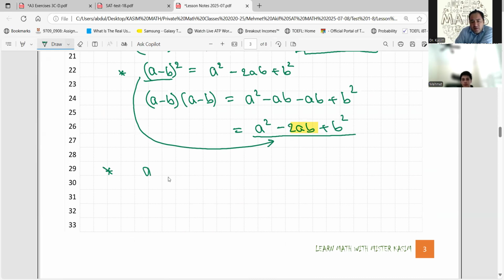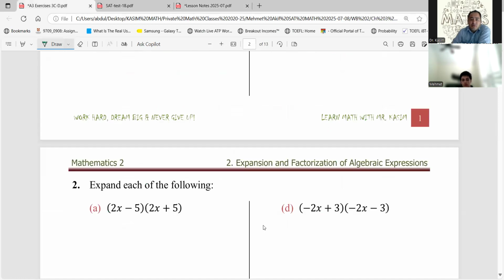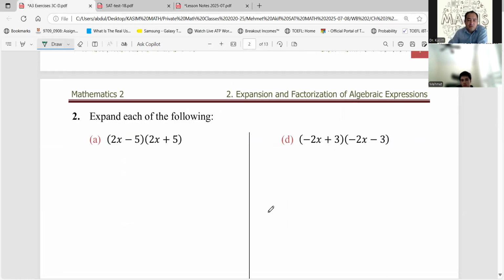How about if we have a squared minus b squared? If we factor this, we have (a minus b) times (a plus b). Or (a minus b) times (a plus b) is equal to a squared minus b squared. Now we're going to practice this: how can I write this in this form? The right-hand side is factored form, and the left-hand side is standard or general form.